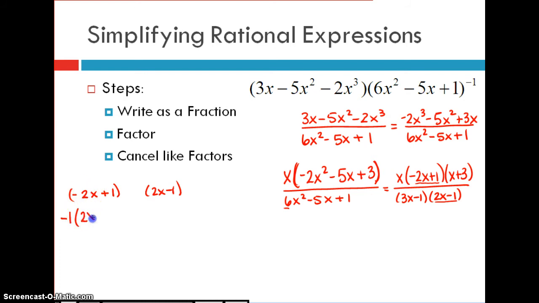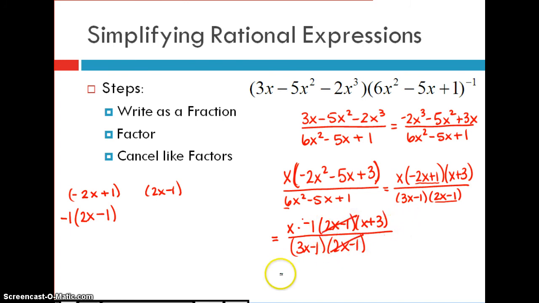If I do that, I get 2x minus 1, and what happens is my numerator becomes, again, there's an x times a negative 1 times the 2x now minus 1 times x plus 3 all over 3x minus 1 times 2x minus 1. Now I see terms that cancel, and I would write my final answer as negative x, because you multiply those two together, x plus 3 over 3x minus 1. And again, you could keep it in parentheses if you want.